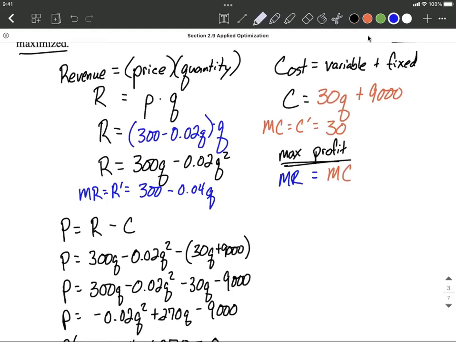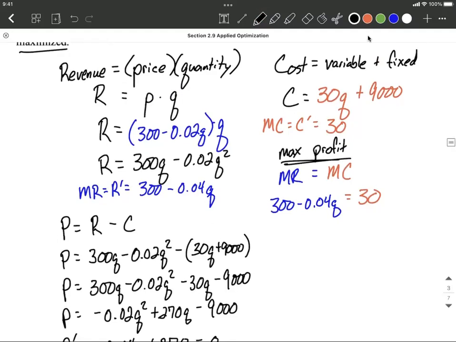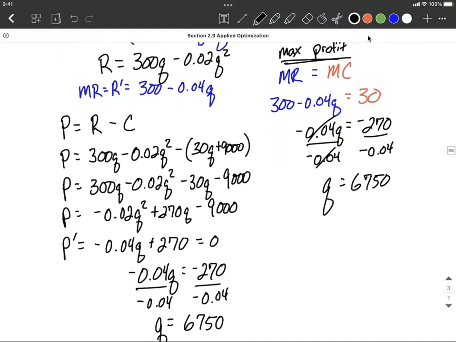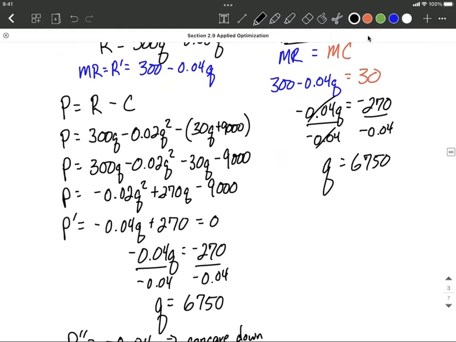Okay, so we've done the computations. That's going to be 300 minus 0.04Q. We're going to set it equal to 30 and then work on solving this down. So we can subtract that 300, move it to the other side. And you're going to notice we get negative 270. We're going to divide both sides by negative 0.04. Get Q on one side by itself, and guess what we get to? We get to 6,750 for our quantity, just like we did the other way.